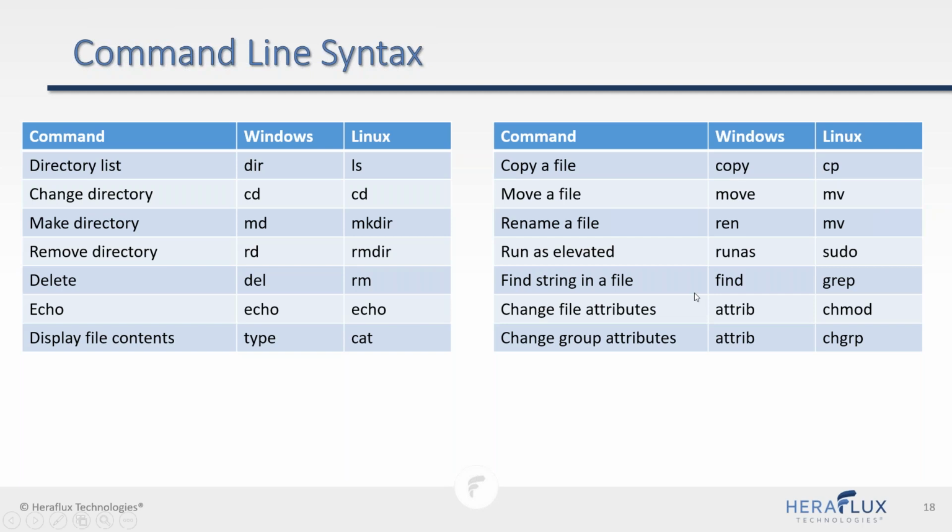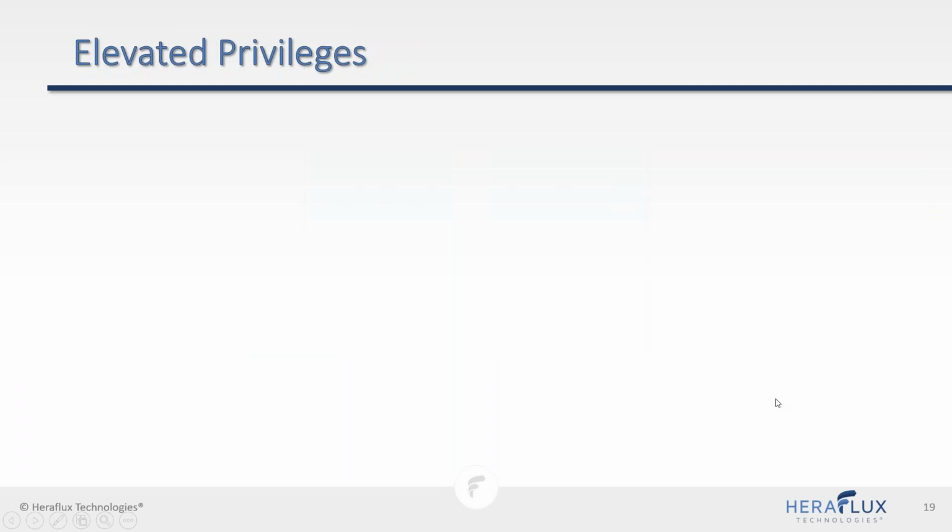Copy, move, rename. The biggest thing here is run as elevated, and I'll explain that more in just a minute. Find a string in a file is grep instead of find. Change file attributes is chmod. Change group attributes and ownership is chgrp and chown.